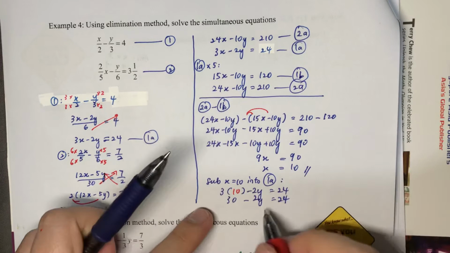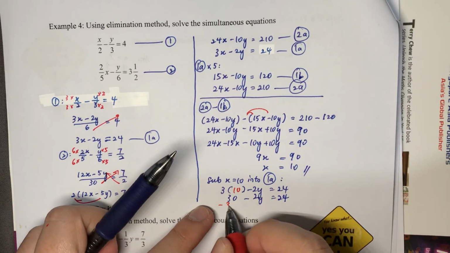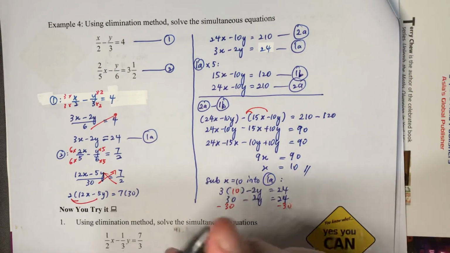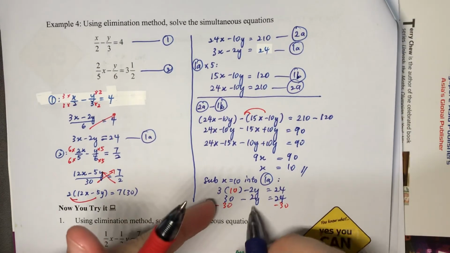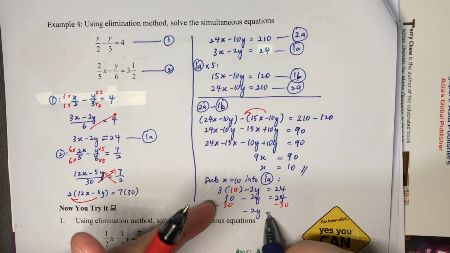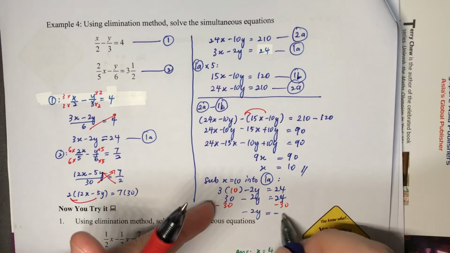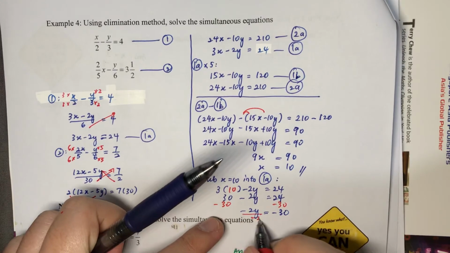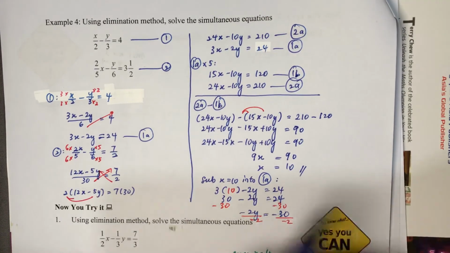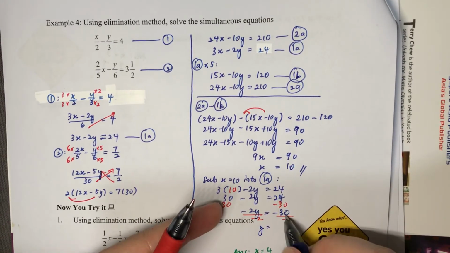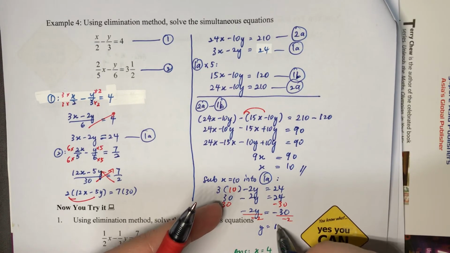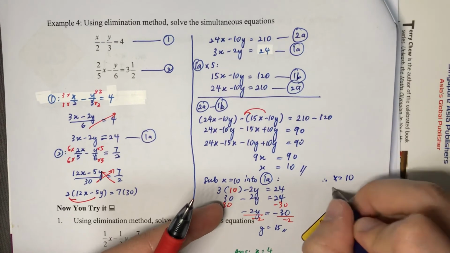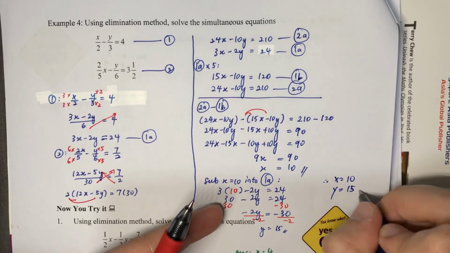So how do I solve for this y? I need to minus 30 on the left, and minus 30 on the right of the equal sign. So 30 minus 30 is 0, this one will give me negative 2y, and 24 minus 30 is negative 6. Last but not least, divide by negative 2. So y will be equal to negative 30 divided by negative 2, 15. So the answer is x is 10, y is 15.